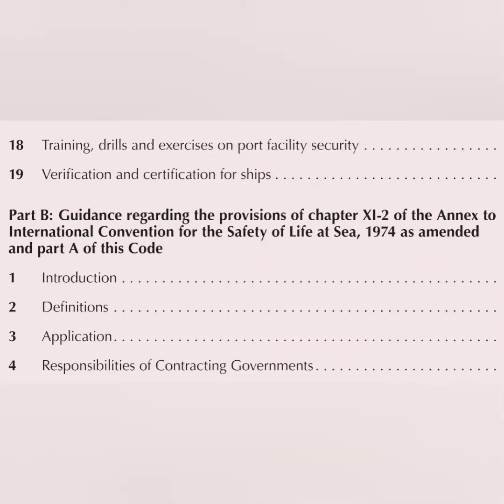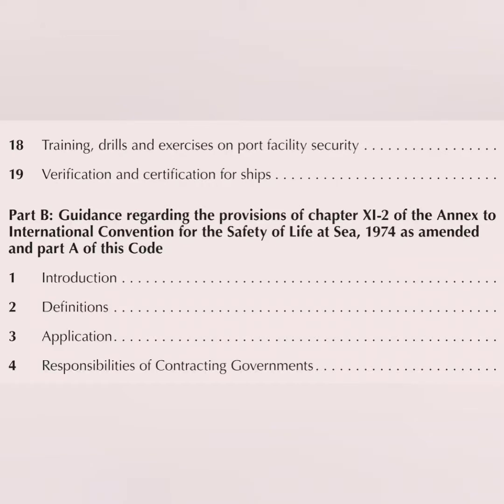And further, even they have to carry out the drills and training exercises to ensure compliance with all the mandatory standards of the ISPS code. And finally, the last part is for the verification and certification for ships. Similarly, there's Part B to the ISPS code, which is guidance regarding the provisions of Chapter 11, Part 2 of the Annex 2 SOLAS as amended.